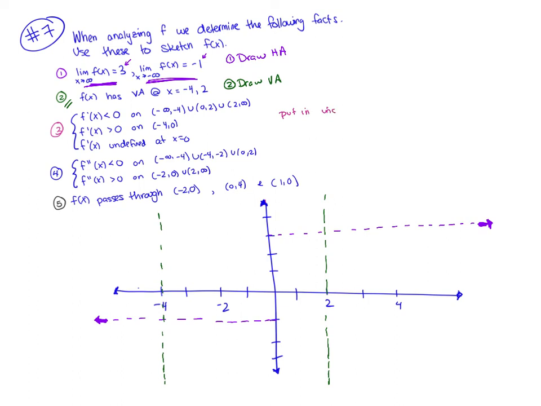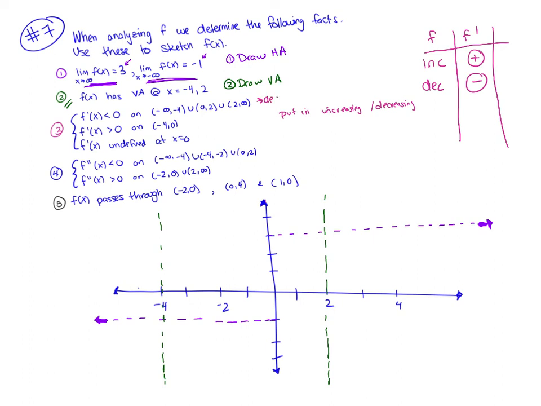Step 3 here, we're going to put in the increasing and decreasing information that we get from our derivative. We remember that if you have a function f, when the derivative is positive, the function is increasing. When the derivative is negative, the function is decreasing. So I'm going to be decreasing for that first set of intervals. I'm just going to use down arrows to represent decreasing here. So I'm going to be decreasing until negative 4.